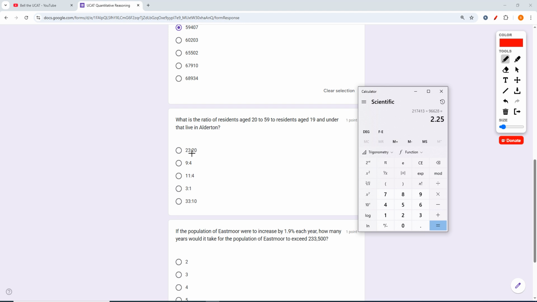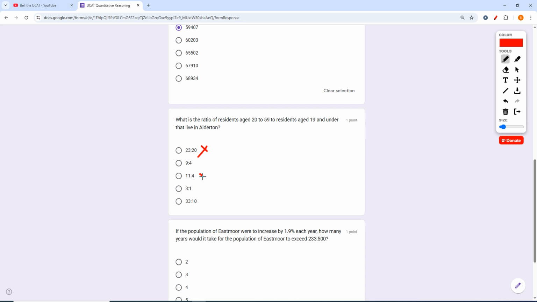This is definitely not 2.25. This is definitely not 2.25. This is 2.75. Not, this is 3.00. This is 3.3. Definitely, it has to be this, right? Or 9 over 4 is, on any day, 2.25.